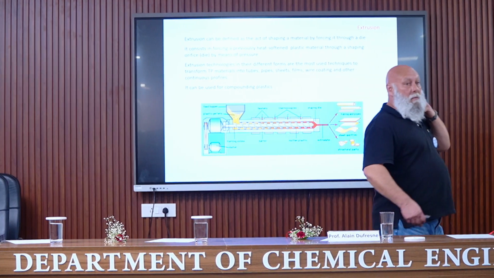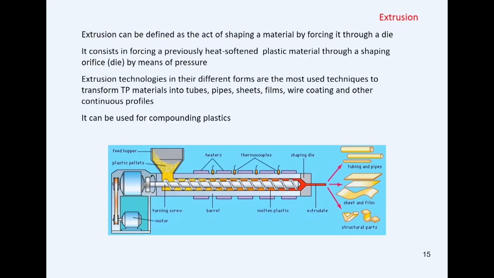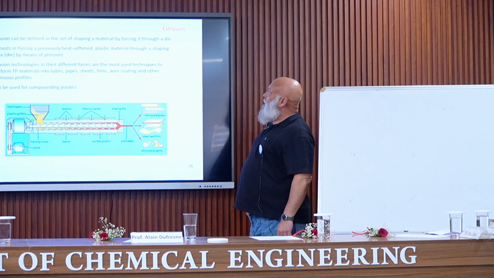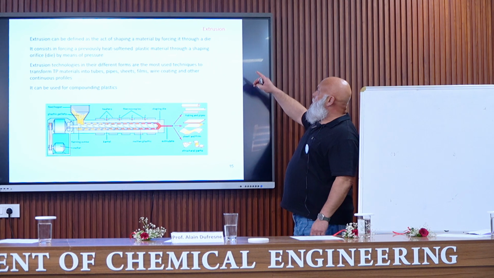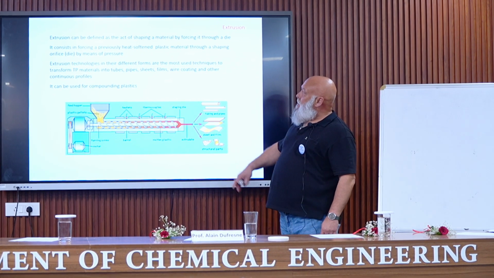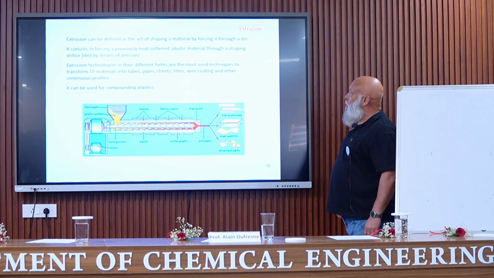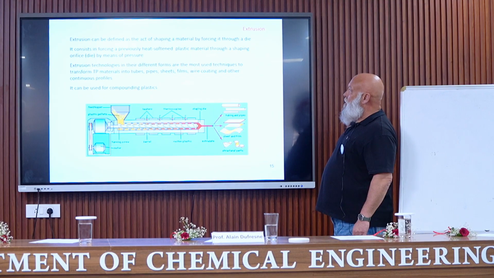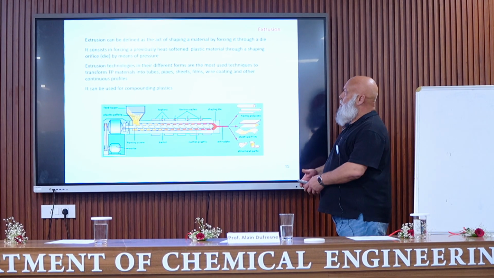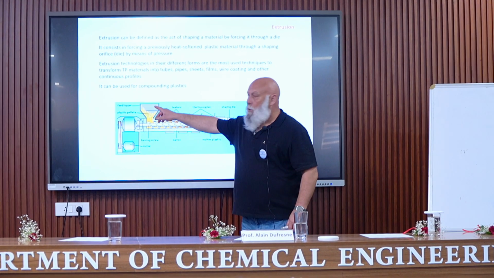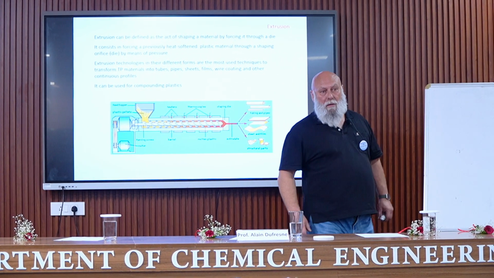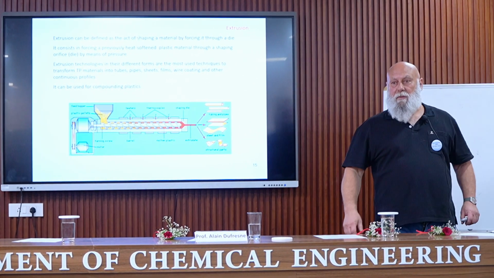Maybe the most important technique is extrusion. Extrusion can be defined as the shaping of a material by forcing it through a die. It consists in forcing a previously heat-softened plastic material through a shaping orifice, which is called a die, by means of pressure. So you have what is called the hopper here, in which you can insert the thermoplastic polymer, which is usually in the form of pellets.